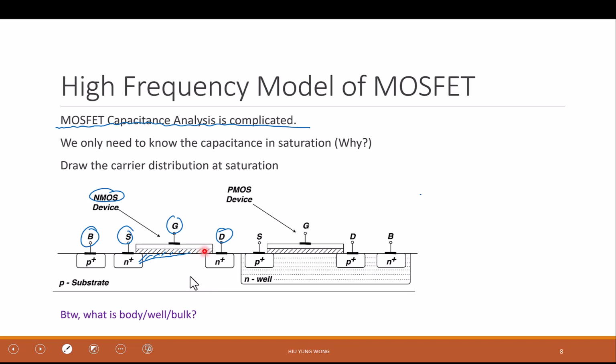It causes channel length modulation, but from device physics, what do we call this? Remember? Pinch off. Yeah, very good. Pinch off, right? Because of pinch off, you have channel length modulation, because at different VD, you have different amounts of pinch off. As a result, your effective channel length is smaller, right? But anyway, this is the conductive plate.